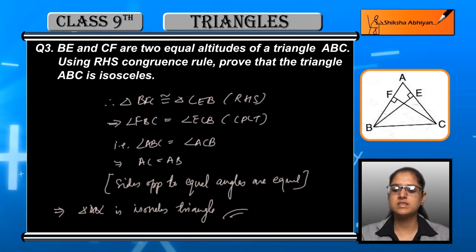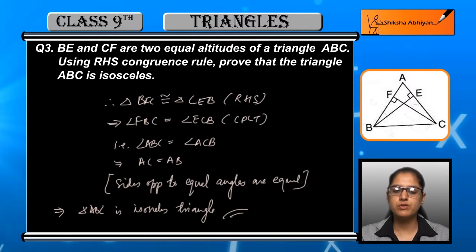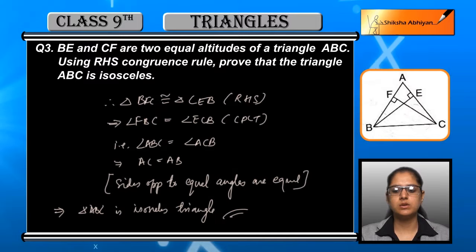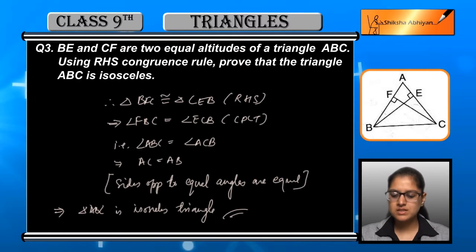एंड इस वजह से AC is equal to AB, क्योंकि ABC के सामने वाली जो साइड है वो है AC एंड ACB के सामने वाली जो साइड है वो है AB. So sides that are opposite to equal angles, they are equal. That means AC and AB, they are equal. So इससे we can say that triangle ABC is an isosceles triangle.